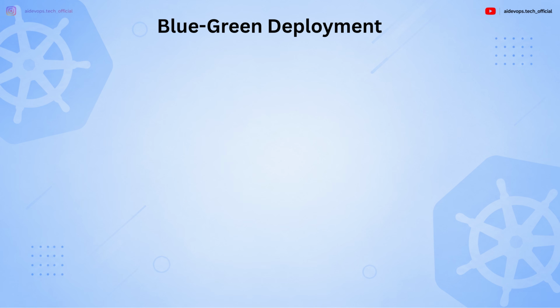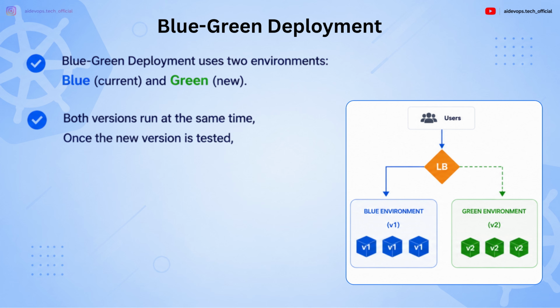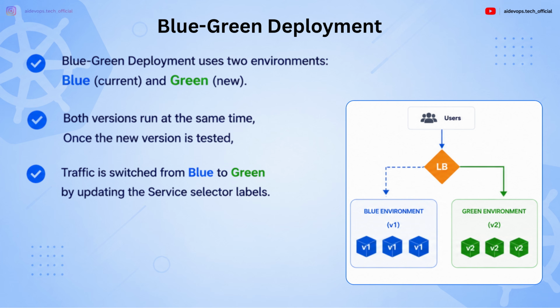Now let's talk about the blue-green deployment. A blue-green deployment uses two environments. First is blue, which is the current version, and the second is green, which is the new version. Both versions run at the same time, and once the new version is tested, traffic is switched from blue to green by updating the service selector labels.